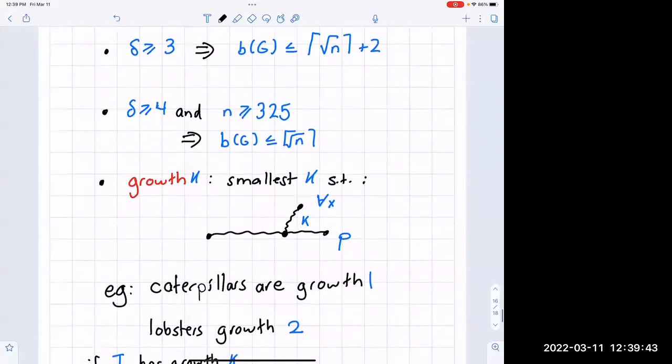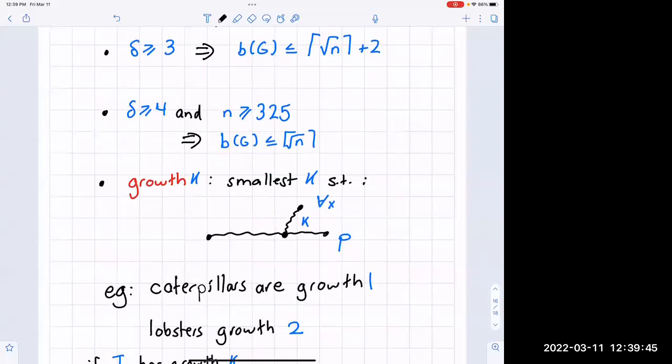Okay, so let's define growth. What is a growth? It's basically generalizing the central path in caterpillars. You have a path, not necessarily central, just a path, and every vertex is at distance at most k from that path. Okay, that's what we mean by growth. So every tree has a growth, for a given k. Caterpillars are growth 1. That's one simple way of saying it. They're trees with growth 1.